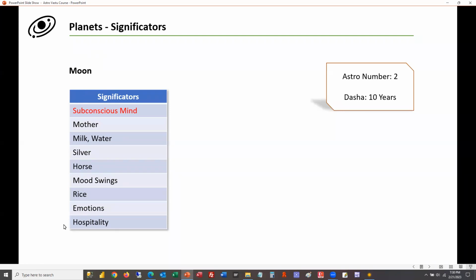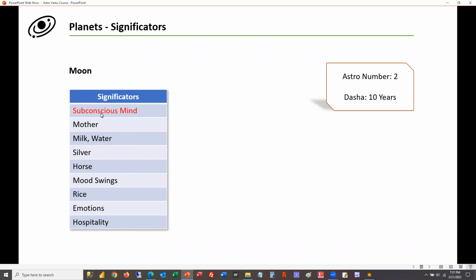Hospitality in general. When I say hospitality, it includes restaurants, it also includes hotels, lodging, any of that. All of these things come under hospitality. So if somebody wants to do a course related to hospitality, somewhere moon has to play a role. Otherwise, the person cannot do that course. So these are all the basic significations that you need to remember.